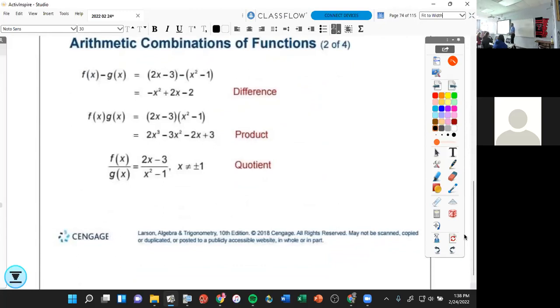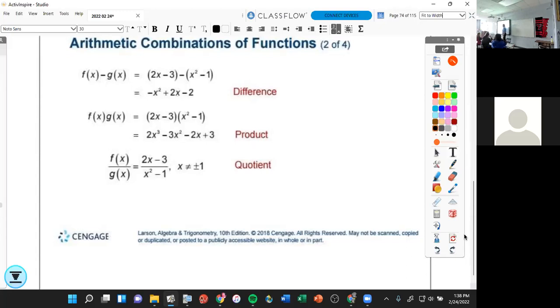Difference, same thing. Take one of the functions minus the other function. Put them in parentheses. Now subtracting, are those parentheses important? Very important. Very, very, very important. If I have f of x minus g of x, I'm subtracting the entire g function. So the g function must be in parentheses because that negative sign is going to be distributed.